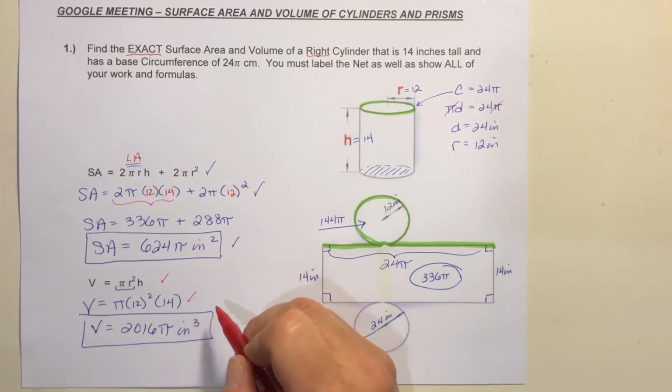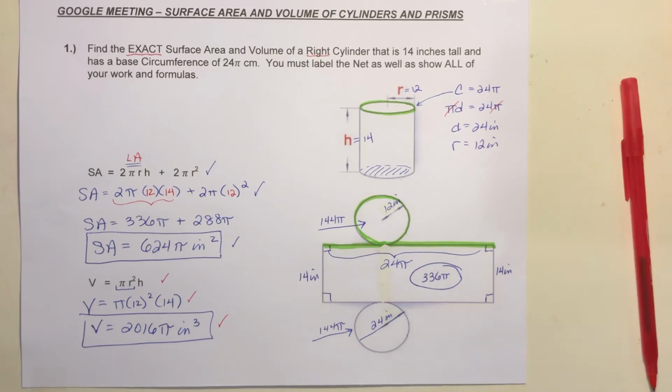All right, one last time, ladies and gentlemen. Formula, substitution, answer with a label, 3 steps every single time, and that is our surface area and volume of this right cylinder.